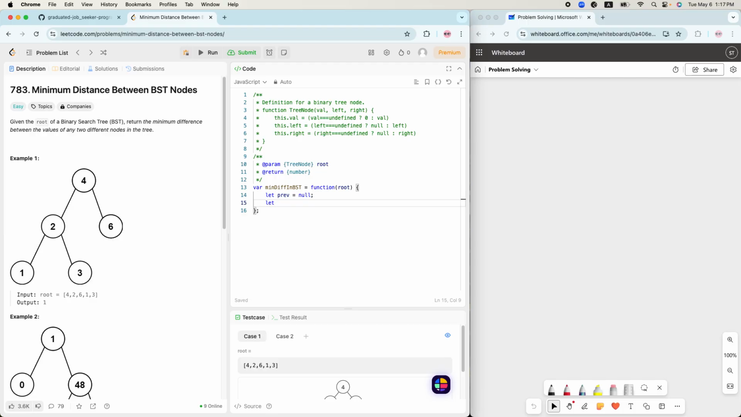And let minimum difference equal, right now we don't know, make it 0 or infinity, it's up to you. Right now it is unclear, so let's say infinity. And so now let's create a function to implement DFS in the in-order approach. So let inOrderDFS equal a function, where every time we are passing a node, not the root every time, just passing a node.